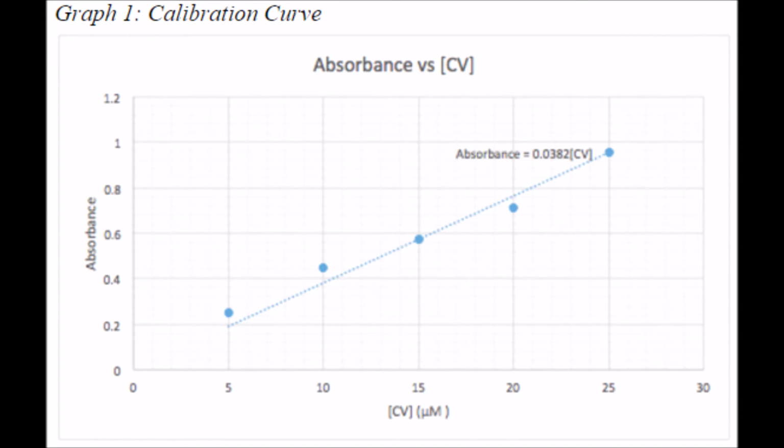This graph shows absorbance versus concentration of crystal violet. From this data, we found a best fit line. The equation for this line is absorbance equals 0.0382 multiplied by the concentration of crystal violet.